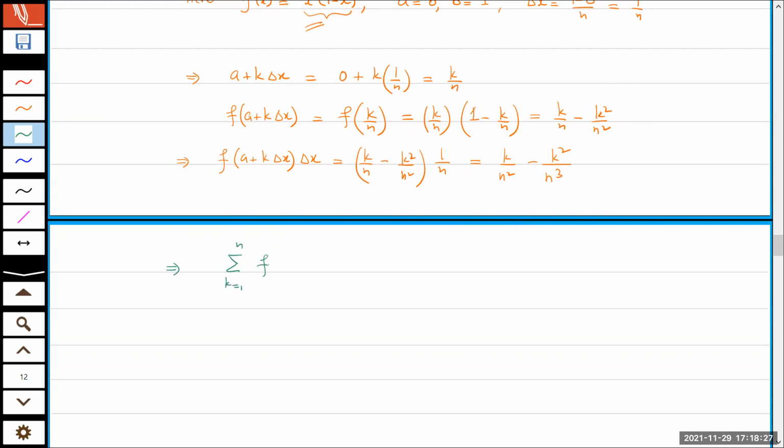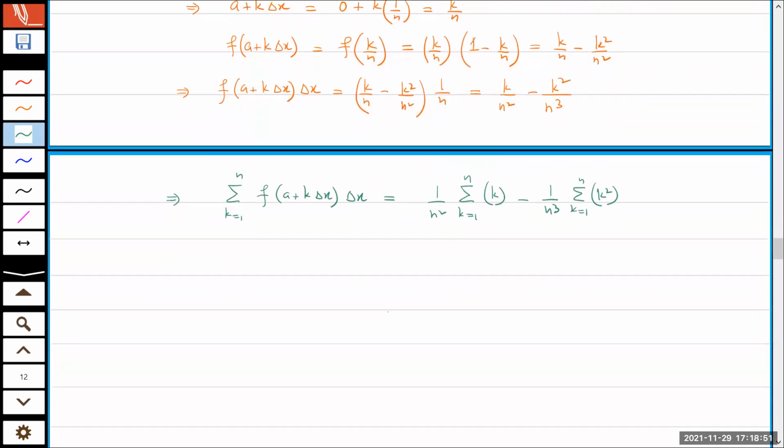Summation k equals 1 to n of f of a plus k delta x times delta x. This equals 1 over n squared, summation of just k, minus 1 over n cubed, summation k equals 1 to n of k squared. Now we recall the formulas. This equals 1 over n squared, n times (n plus 1) divided by 2, minus 1 over n cubed, n times (n plus 1) times (2n plus 1) divided by 6. That's the summation of k squared.